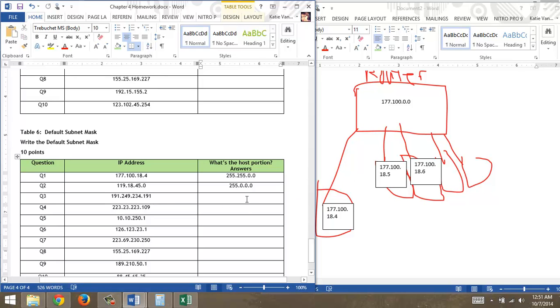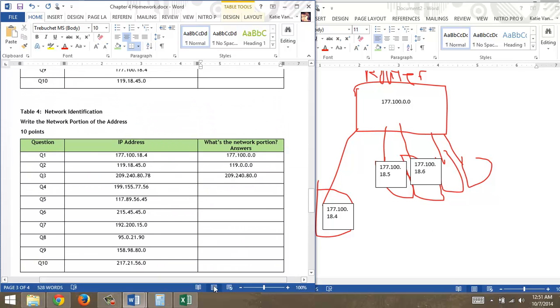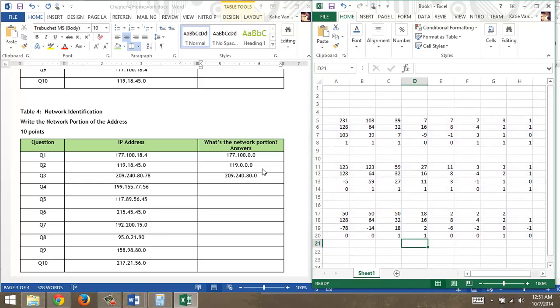So anywhere that there's a class B, copy. 191 is a class B, right? Same IP. 223 is not a class B. 10 not. 126 not. 223 is a class C. 223 we just said was a class C. A class C has a default subnet mask of 255.255.255.0. And basically anywhere there's a series of ones, which is what 255 is, that means that is the network portion.